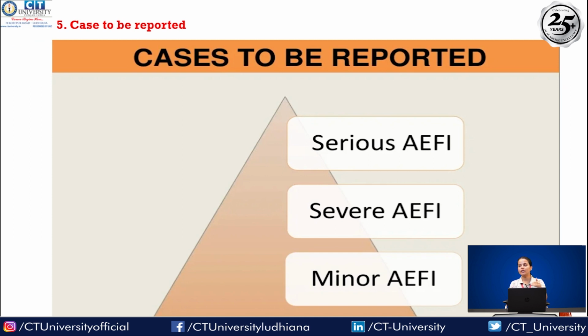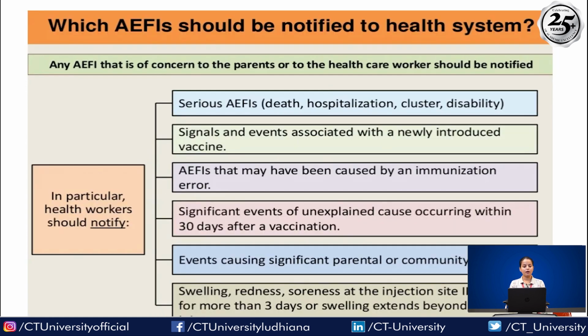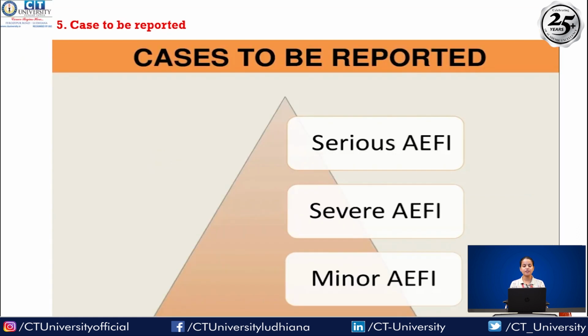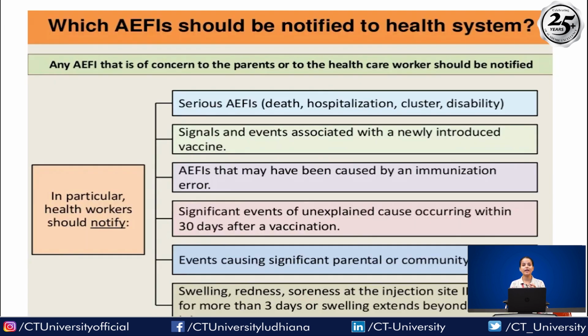So how do we categorize the cases? According to serious, severe and minor. Minor, severe and serious. Which AEFI should be notified to the health system? Because the three classifications are there: minor, severe and serious. So which adverse event following immunization should be notified to the health system? These are some of them.